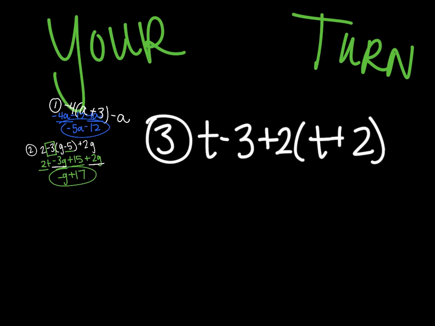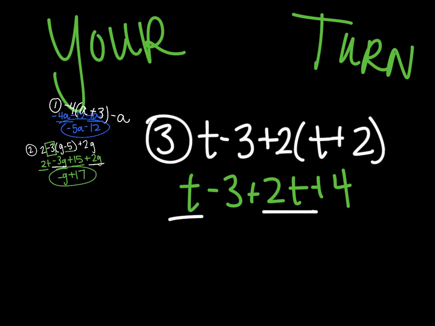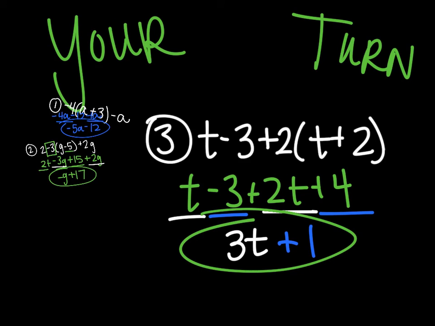And the last one. Distribute again first, and you get 2t plus 4. Add in what you haven't used yet, and then combine like terms. So 2t and t make 3t, and negative 3 and positive 4 make positive 1. 3t plus 1. Star or circle, depending upon how you did.